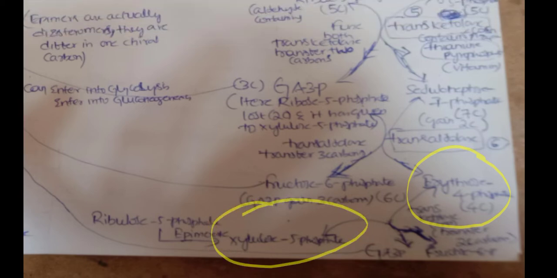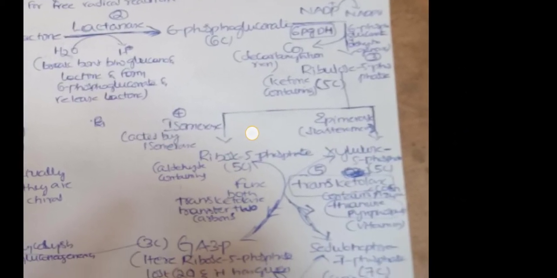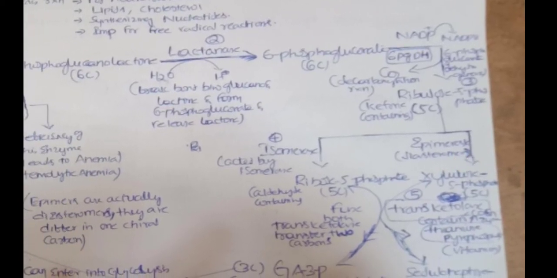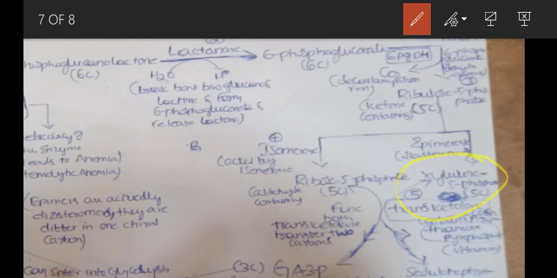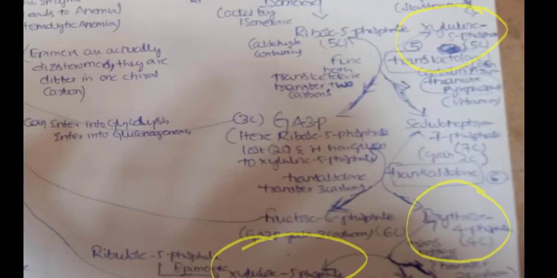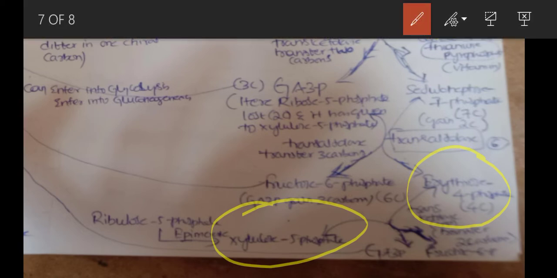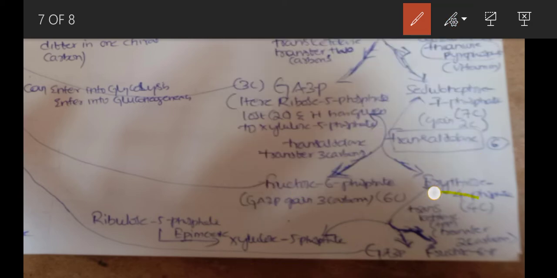We have seen this one in the beginning, the epimerase enzyme. Sorry, it is a diastereomer. That diastereomer will react with erythrose 4 phosphate. It is a 4 carbon and it is a 5 carbon. Again, in the presence of which enzyme? Again in the presence of transketolase. It will transfer 2 carbons. For example, this xylulose 5 phosphate transfers 2 carbons to erythrose 4 phosphate.